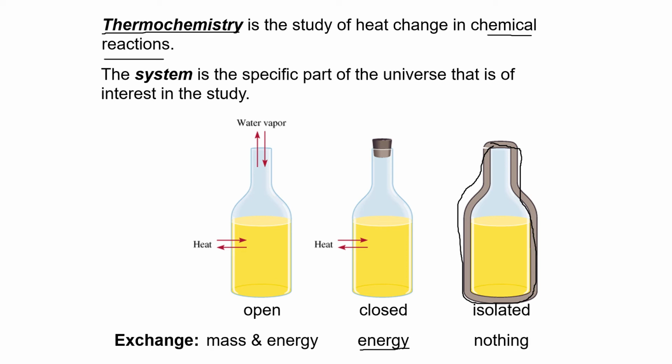Another example you could think of, hot soup in a thermos. It does not transfer heat or matter with its surroundings, at least until you open the container. And then it's no longer an isolated system. So, three types.